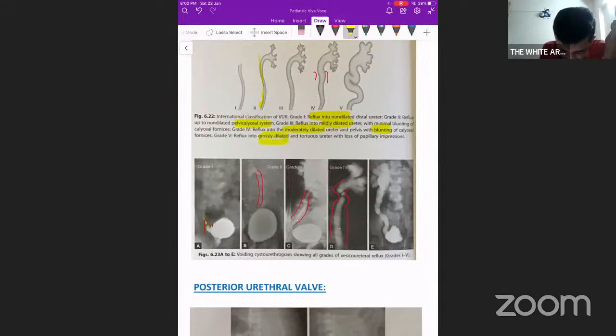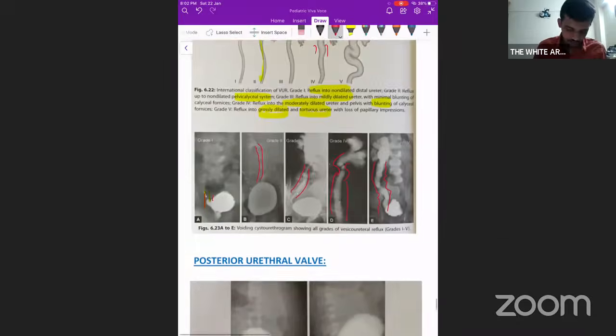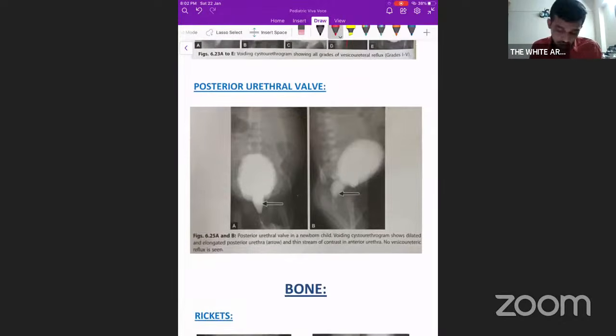Over here, it is grossly dilated and the full ureter becomes tortuous. That is what you see over here. There is gross dilatation with a tortuous ureter. So that is grade 1 to grade 5 of vesicoureteral reflux. And then there is posterior urethral valve. So how do you diagnose?